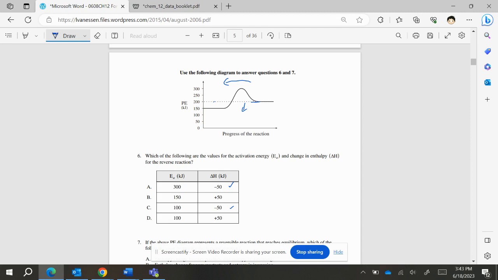Now we also have to find out what our activation energy is in the reverse direction. So we're looking for the difference between these things right here. 200 to 300, and that's a 100 difference. So it's going to be that one right there.